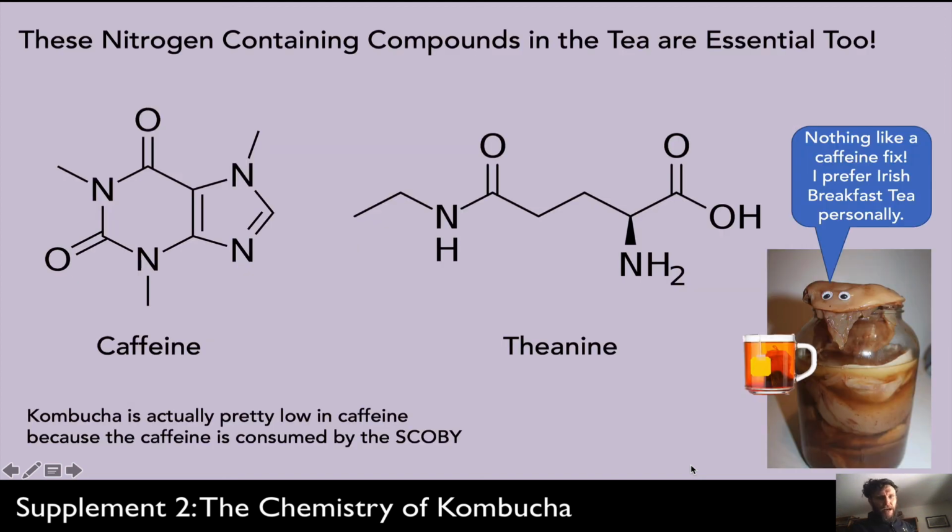These are some nitrogen-containing compounds that are in tea and are essential. So if I were to ask you what's in black tea, you'd all probably say caffeine. Probably wouldn't say theanine, but that's in there too and does have nitrogen. Both of them are nitrogen-containing. The kombucha itself, when you drink it, the final brew, is actually pretty low in caffeine because all that caffeine is consumed and utilized by the SCOBY. The SCOBY's trying to extract that nitrogen and use it for its own purposes.